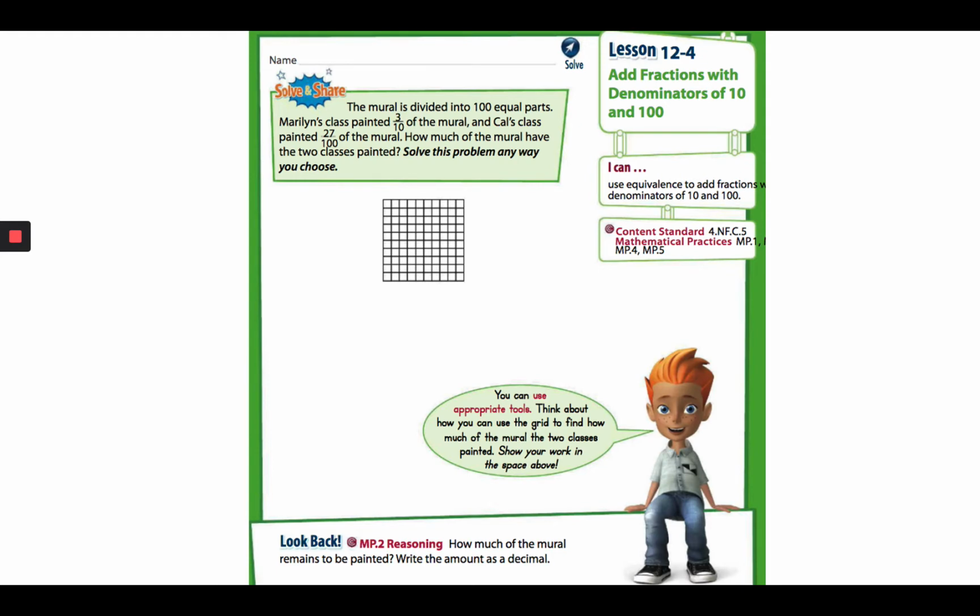But right now I want you to pause it and then see what you get. And then turn it back on when you want to see what I've done. Okay? So pause it right now. And then when you come back, we'll continue.